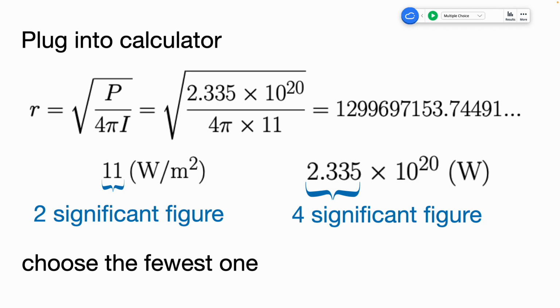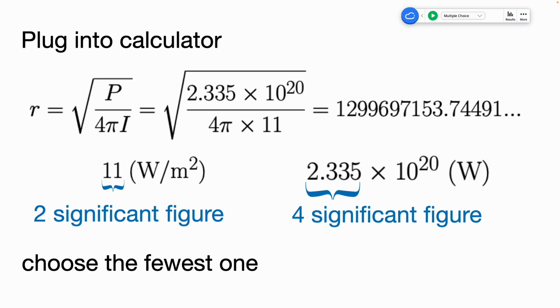Power 2.235. So if you see this, it means you have 4 numbers that you know are correct. You don't know how it looks after that, but the first 4 numbers are correct. And I give you the intensity is 11. So you have 2 numbers. One is more accurate, one has less precision. And you also have pi.